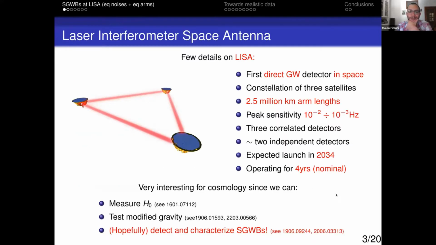Given the audience, I won't spend much time on these. I suppose you all know a lot of things on LISA, probably more than me. The only thing I wanted to say, since I'm a cosmologist, is that for cosmologists, LISA is quite a wonderful instrument. You can do a lot of cosmology with it. And in particular, and this is what brought me to this community, if you manage to detect and characterize stochastic backgrounds, you can learn a lot of physics out of that.